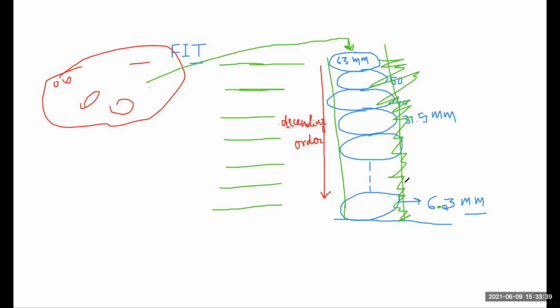So basically, if you start checking the aggregates, you observe that some of the aggregate will pass through 63 mm and retain on 50 mm. So I take the aggregate which is passing through 63 mm and retained on 50 mm. Some of the aggregate passes through 50 mm and is retained on 40 mm. Some of the aggregate passes through 40 mm and is retained on 31.5 mm.